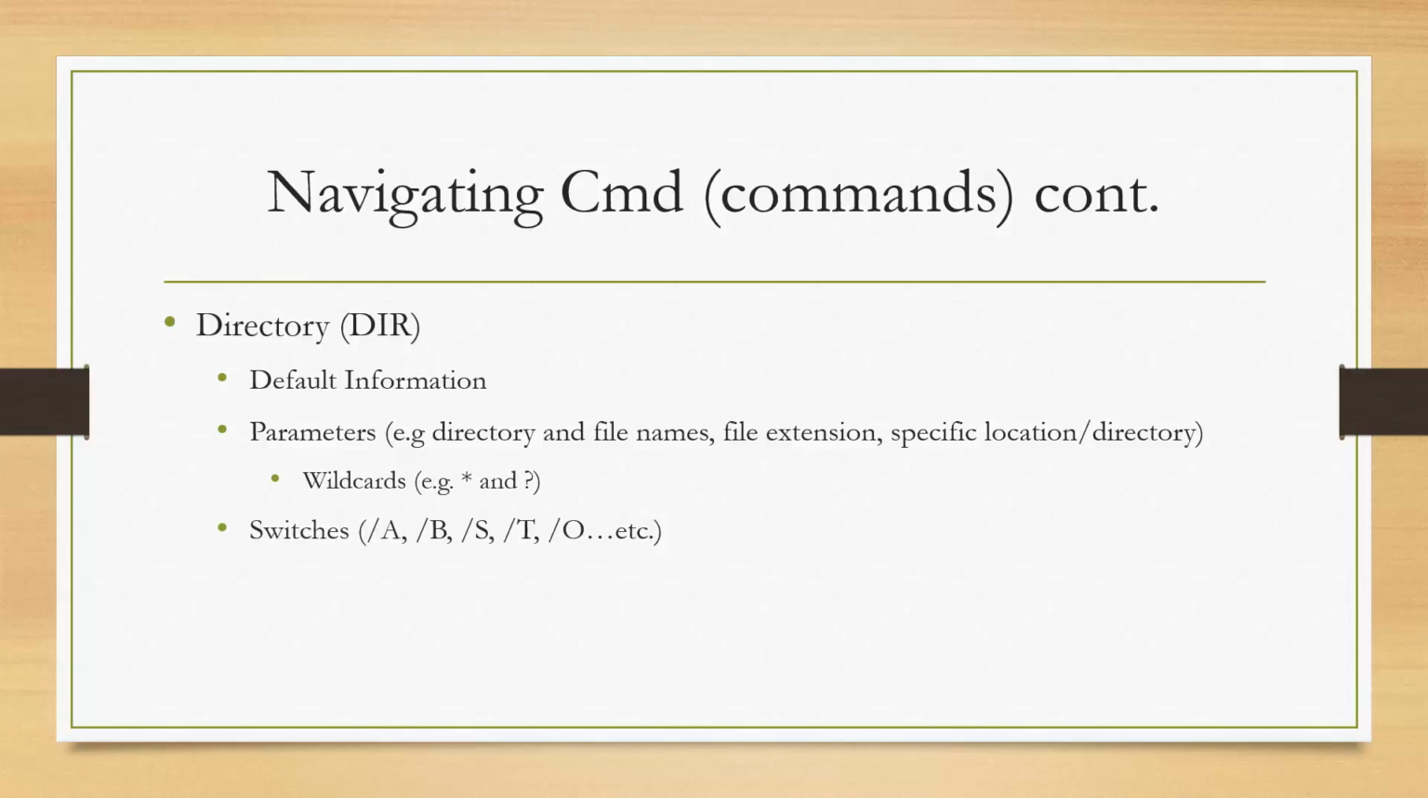Switches are optional extensions of a command, and they alter the behavior of a command. For example, we can use the /AD switch with dir to display a list of directories, no files, or use the /S switch with dir to display not only directories and files of the current directory, but also all subdirectories and files within the same directory. Some of the more common switches for dir are /A, /B, /S, /T, /O, etc.